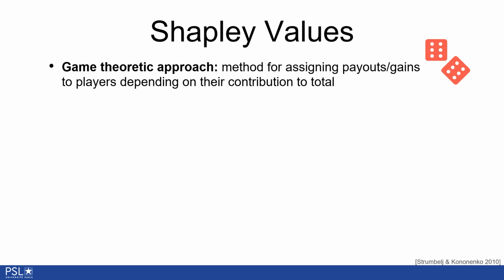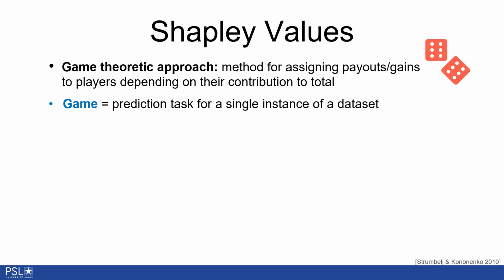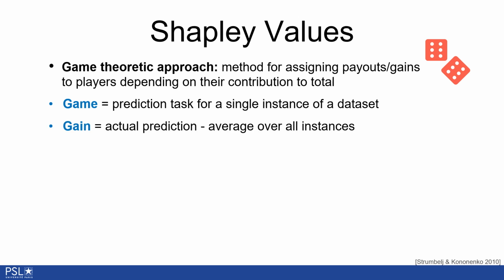Within game theory, Shapley values are a method for assigning payouts or gains to players, depending on their contribution to the total payoff in the game. Strumbelj and Kononenko propose to translate this setting to machine learning by considering the prediction for a single instance of a dataset to be a game. In this game, the gain is the difference between the actual prediction of the model and the average prediction, obtained by averaging over all instances. In this interpretation, the values of different features correspond to players in the game.